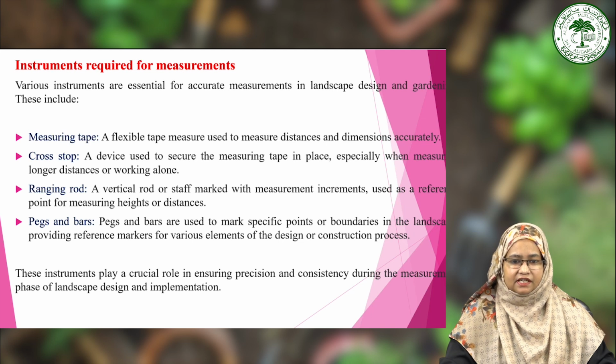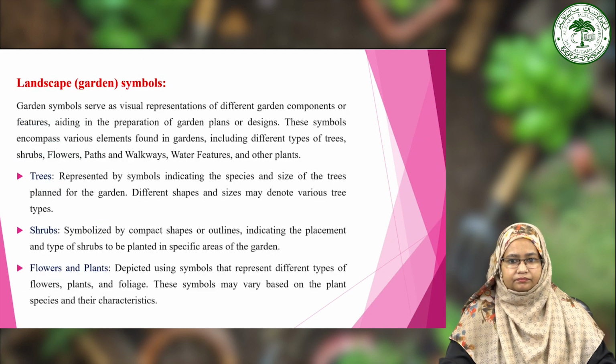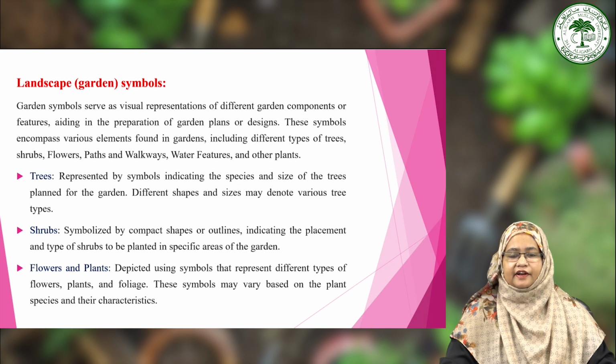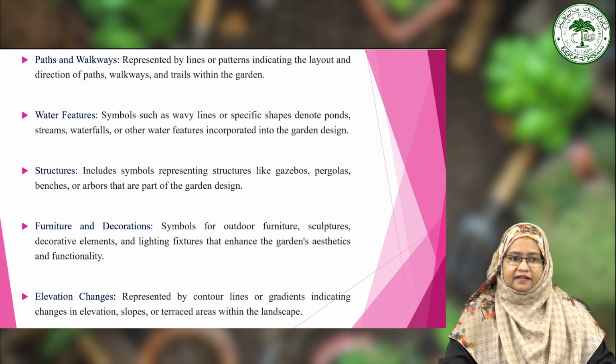Now next we will learn about the symbols in landscape design. Garden symbols play a crucial role in visually representing different elements of a garden, aiding in the creation of garden plans or designs. These symbols encompass a wide array of features commonly found in the garden such as steps, various types of shrubs, trees, climbers, perennials and other plants. Here is the breakdown of additional landscape symbols commonly used in gardens like trees, shrubs, flowers and plants, paths and walkways, water features, structures, furniture and decorations, and elevation changes.